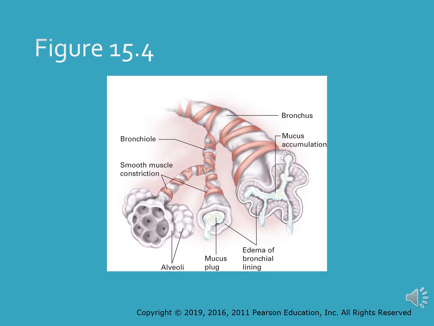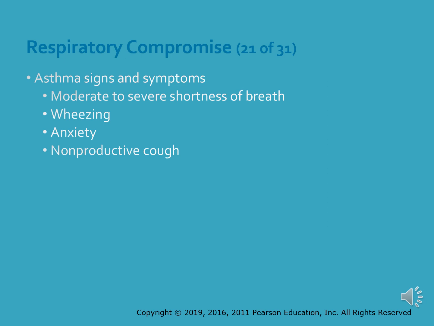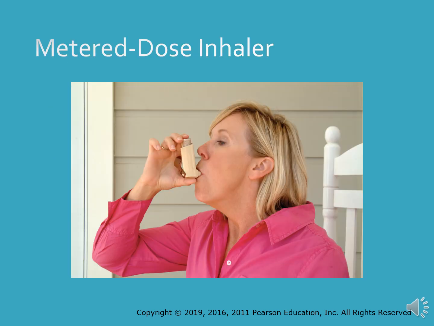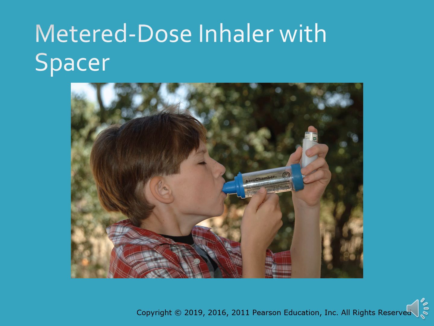In this figure, you'll see that asthma causes the bronchioles to narrow and fill with mucus. The signs and symptoms of asthma include moderate to severe shortness of breath, wheezing, anxiety, and a non-productive cough. Here is one example of a metered dose inhaler. Here's a metered dose inhaler with a spacer.